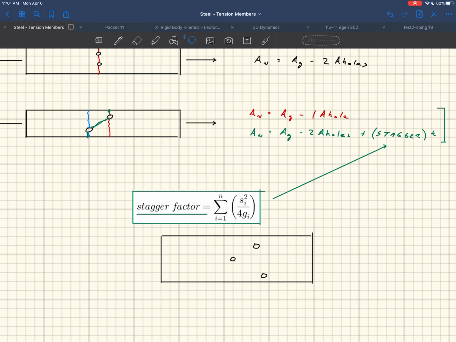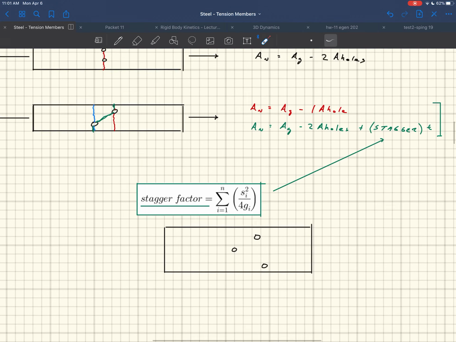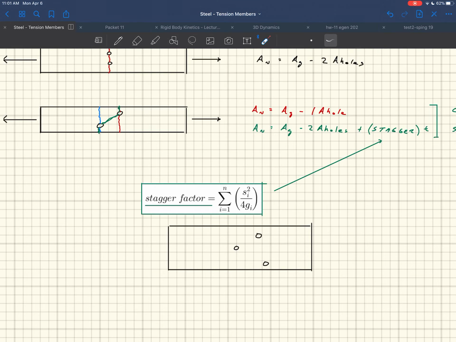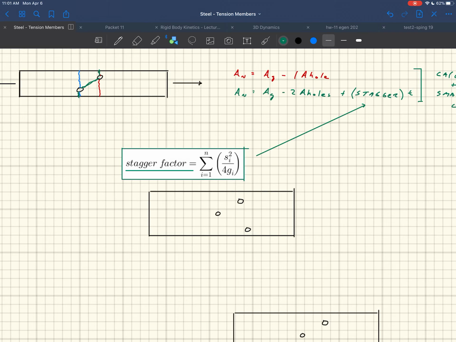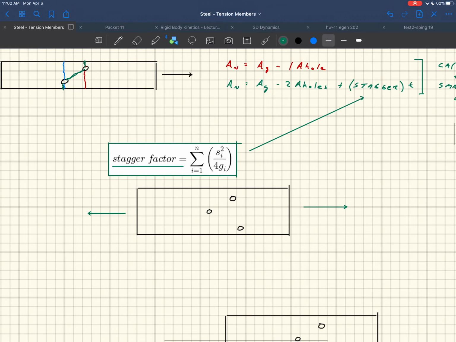And then you have to sum these up for however many holes you have, right? So this is summation of s_i squared over 4g_i, right? And again, you have to sum it up over all of the staggers that you have in there, right? So in this example right here, if I was applying the loads on this plate like this, if I was applying that load, and say we're going to look at it ripping through 3 holes, right? It would rip like this. There you go, and over to here maybe, and then over to here, and then down, okay?